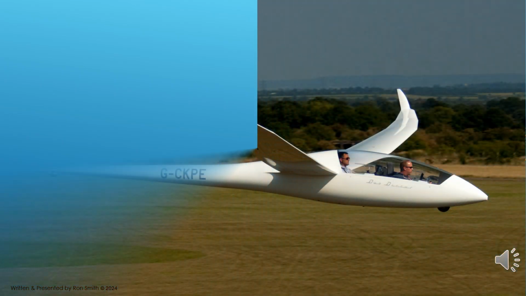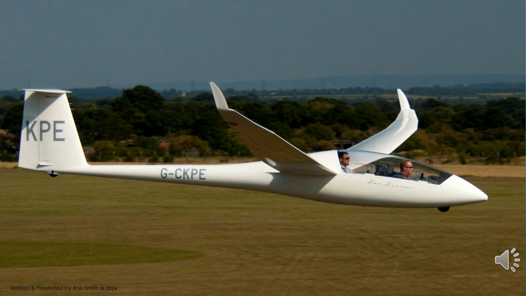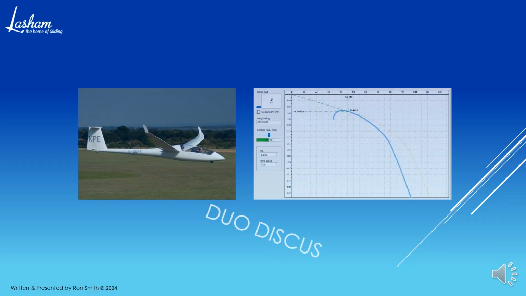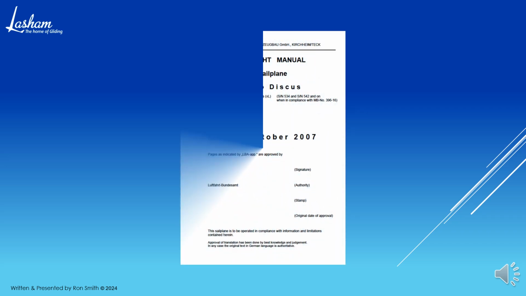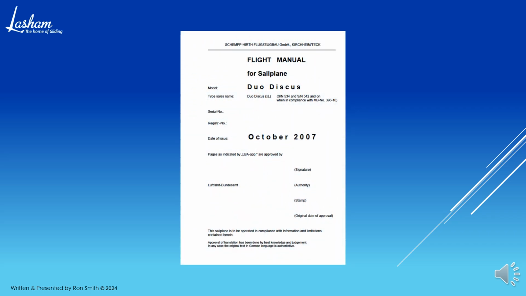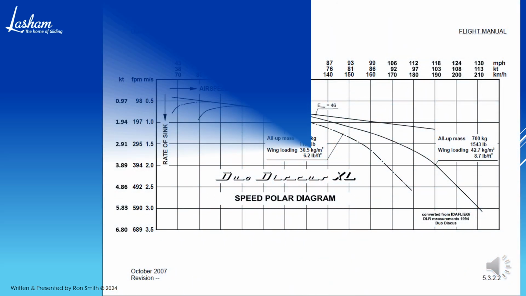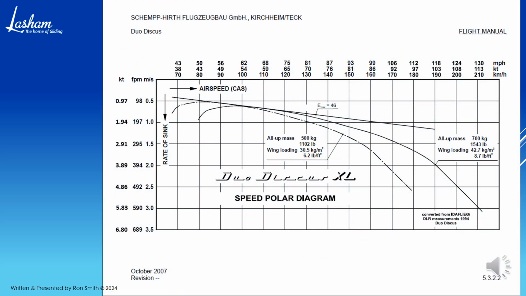I've chosen the Geodiscus as an example with a dynamic cockpit load and water ballast capability. I've also chosen the Geo because I have access to the polar curve data. Just like the Geodiscus, your glider will also have a flight manual. And from that flight manual, here is the actual polar diagram for the Geodiscus.